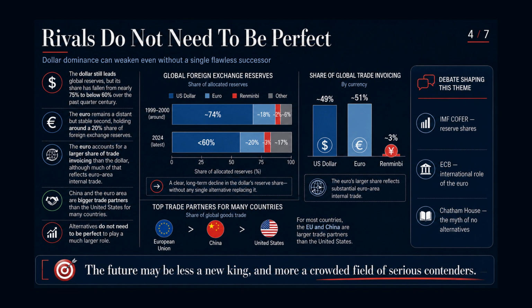Meanwhile, the euro has remained a stable second-place currency, holding around 20% of global reserves. The euro also plays a major role in trade invoicing, partly because of the trade inside the euro area. China and the euro area are also larger trade partners than the United States for many countries. So the future may not be about one new currency replacing the dollar. It may be about a more crowded system where the dollar, the euro, the CNY, that is the Chinese currency, and other assets all share the influence. The key point is alternatives do not need to be perfect to reduce the dollar's dominance.